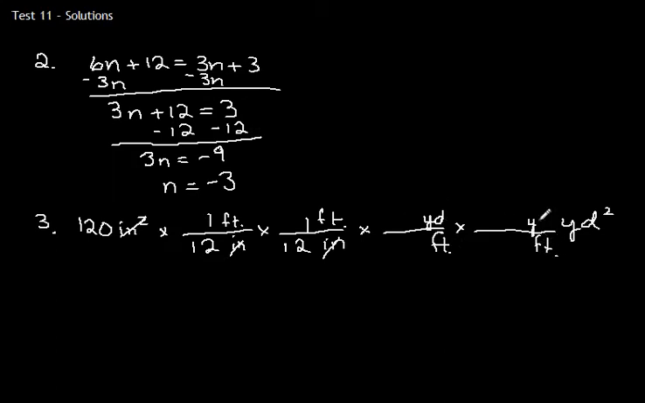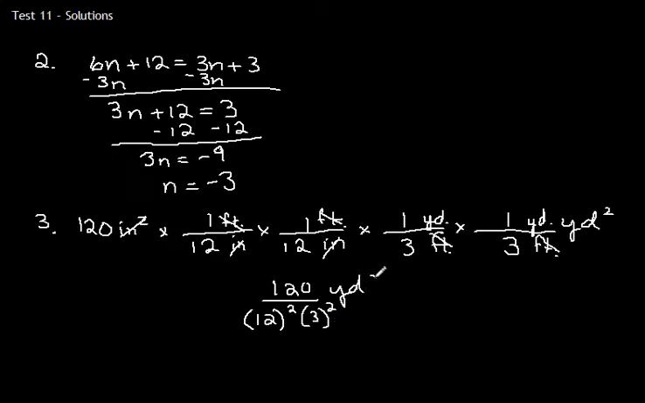Most of you got this right, that's why I'm going so fast. So we get, there's 3 feet in 1 yard. The feet will cross out, and you're going to get 120 over 12 squared, or you can put 12 times 12, 3 squared. If you didn't have square yards, you lost a point. Or if it was in 2 problems, I just took off 1 point for both problems. Okay, onward.